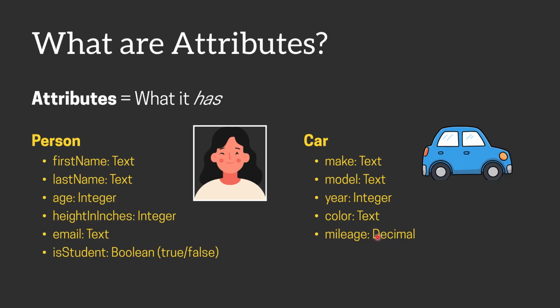Now I want you to notice a few things. Each attribute has a name, like make, age, year, things like that. Price, maybe, if it's for a store. Each attribute also has a type. Okay, so text, integer, decimal, Boolean, and so on and so forth. Now I want you to keep in mind attributes are not actions, they are facts about the object.